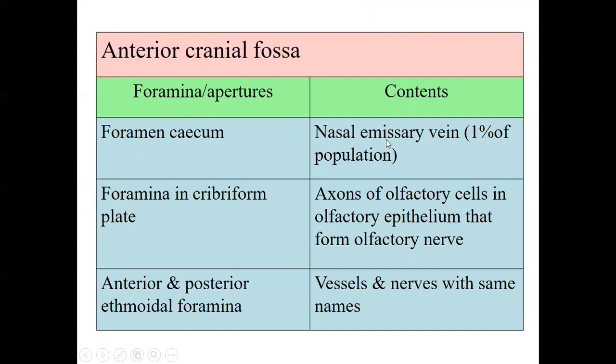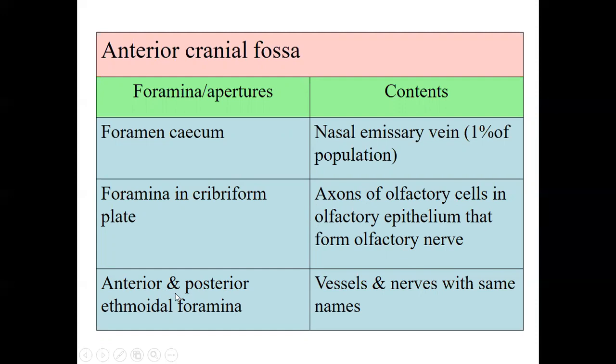Here are the structures passing through the foramen cecum: the nasal emissary vein, in 1% of the population. And then we have the foramina in the cribriform plate. The structure passing through these foramina is the axon of the olfactory cells in the olfactory epithelium that form the olfactory nerve.